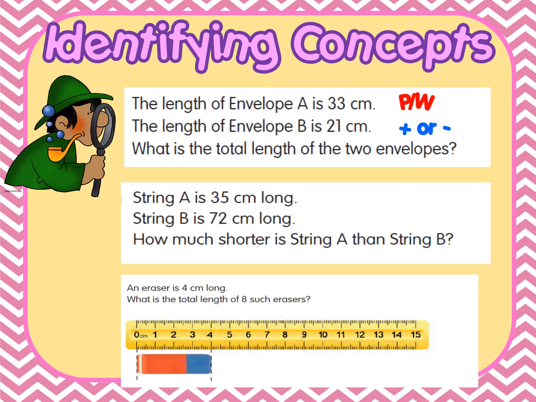Okay, let's take a look at the second word problem. String A is 35 cm long. String B is 72 cm long. How much shorter is string A than string B? What kind of concept is that? There is a comparison concept behind this word problem, right? For comparison, we will have to draw our model and determine the method based on the position of the question mark on our model.